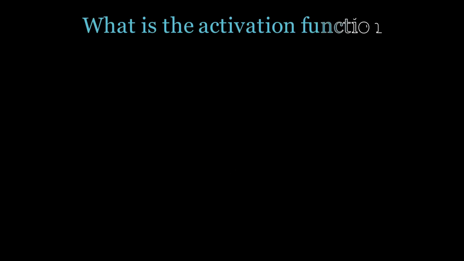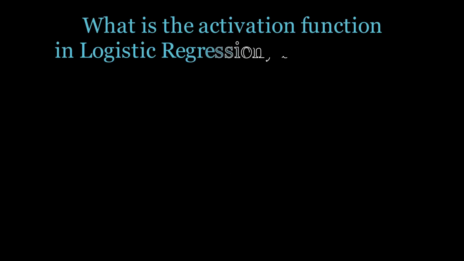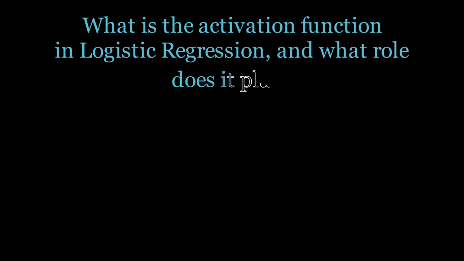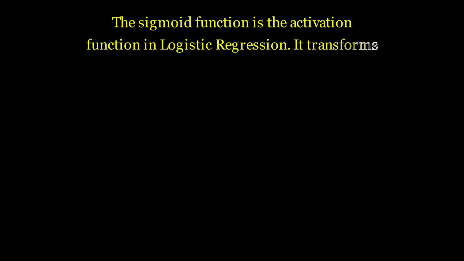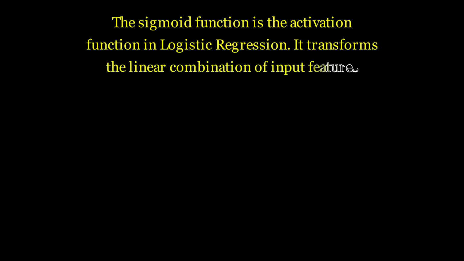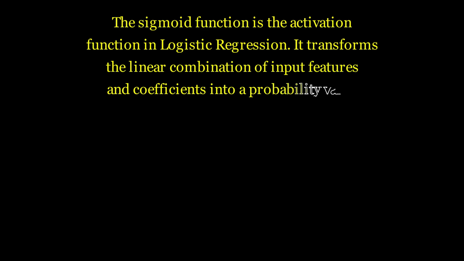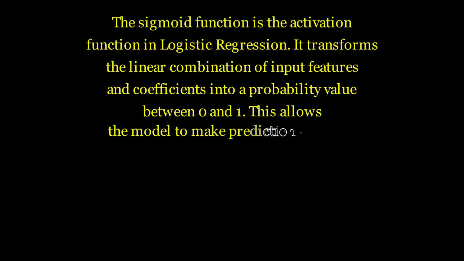What is the activation function in logistic regression and what role does it play? The sigmoid function is the activation function in logistic regression. It transforms the linear combination of input features and coefficients into a probability value between 0 and 1. This allows the model to make predictions suitable for classification.